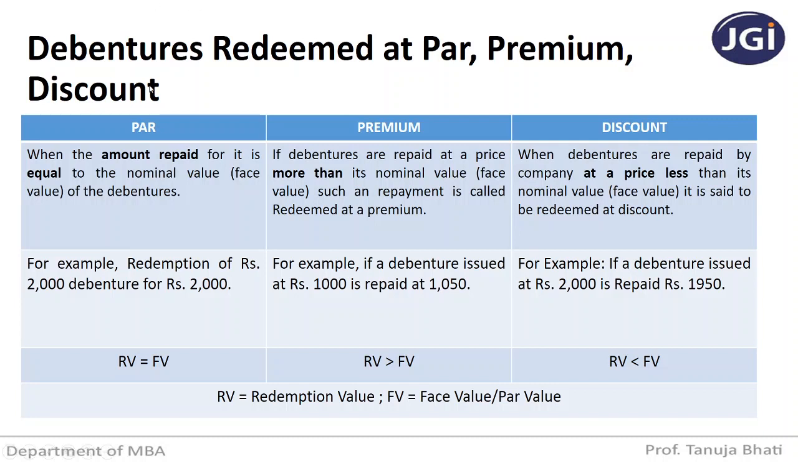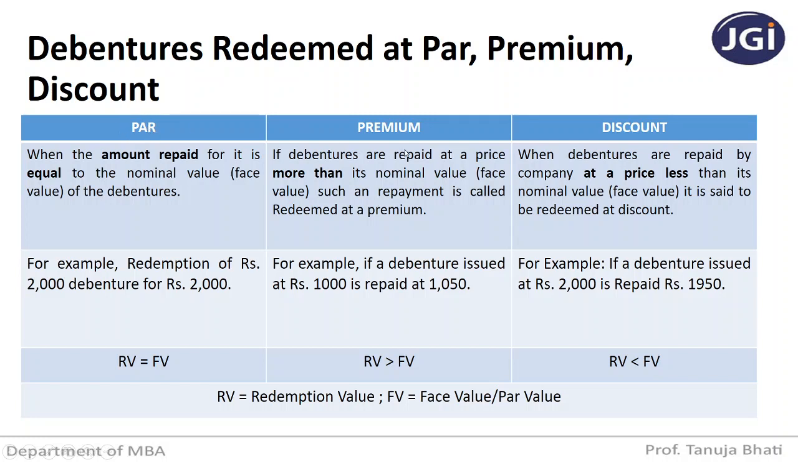Now what does that mean? Debentures are redeemed at par. It means when the amount repaid is equal to the face value of debentures. Suppose the face value of the debentures was 2000, and the redemption is for rupees 2000. Now you have entered into the agreement with the debenture holders that you're going to repay it also at par. That means whatever is the face value, the redemption value is also going to be equal to the face value. It is said that you have repaid it at par.